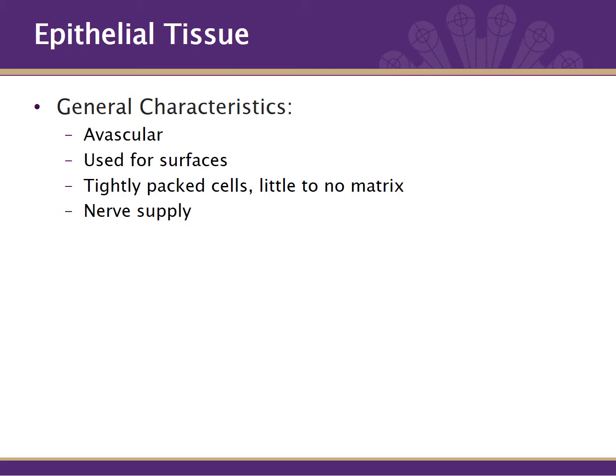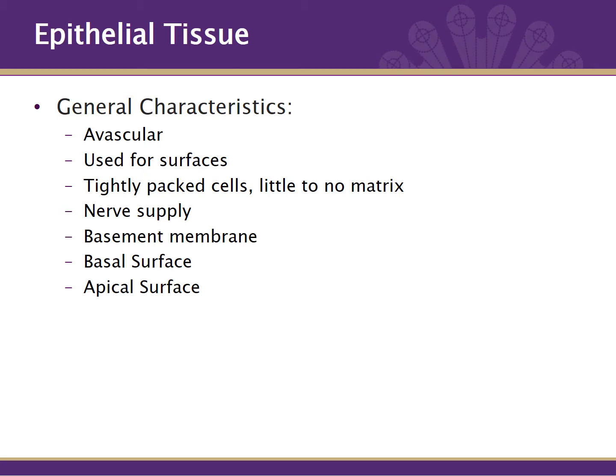Epithelial tissue also has a basement membrane. The basement membrane is a layer of large complex molecules such as collagen, adhesive molecules, and protein between epithelial tissue and the underlying tissue. It helps to anchor the epithelial tissue. Epithelial tissue also has basal and apical surfaces. The basal surface touches the basement membrane, while the apical surface is the open and exposed top surface.